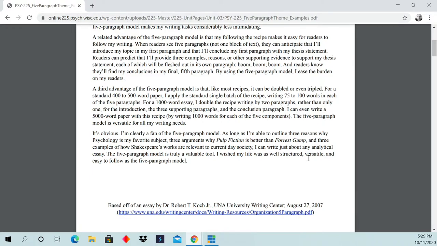But do you see all the parts? They're right here, right? And they're all in the right places. This is the standard five-paragraph format that I'm trying to teach you.